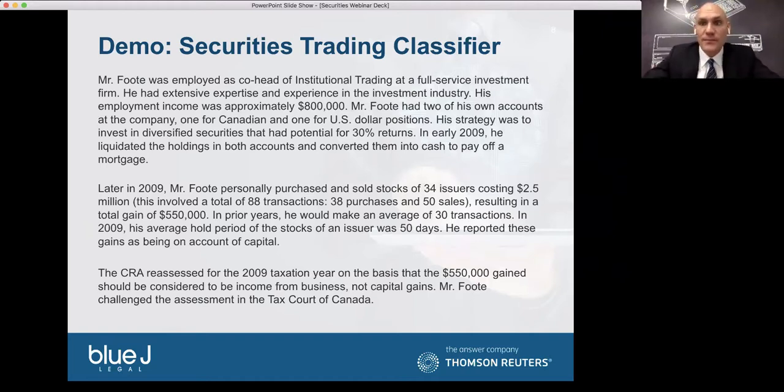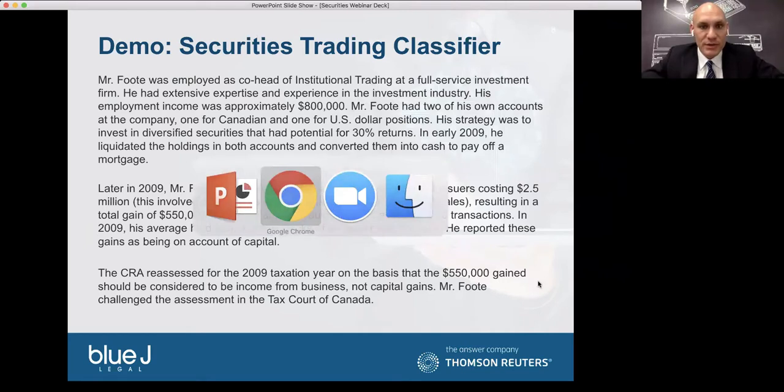He's trading some. And so he treats these gains as being on account of capital, and the CRA reassesses him for the 2009 taxation year and says, the $550,000 that he gained through these transactions should be considered income from business, not capital gains. So let's see how you might address this using Tax Foresight.